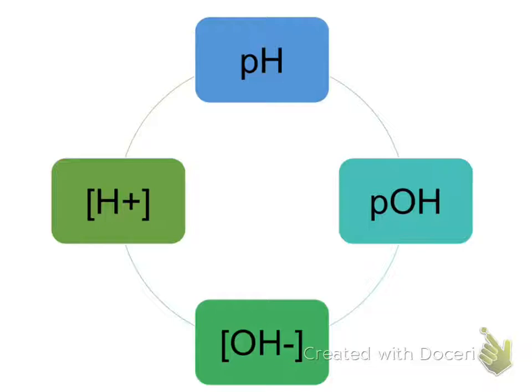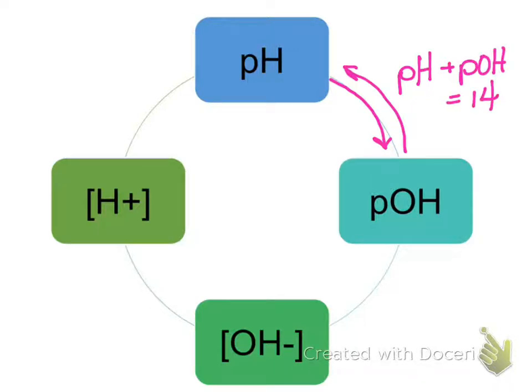So you can actually solve for any of these variables if you're given one. It's just about knowing how they kind of interconnect. So for instance, if I know pH, I can always figure out pOH or vice versa, because I know that pH plus pOH always equals 14, right? So if I have a pH of 2, I know I have a pOH of 12. Or if I have a pOH of 5, I have a pH of 9. All right.